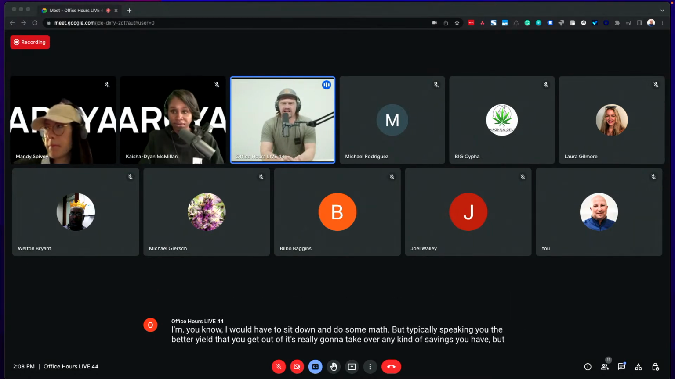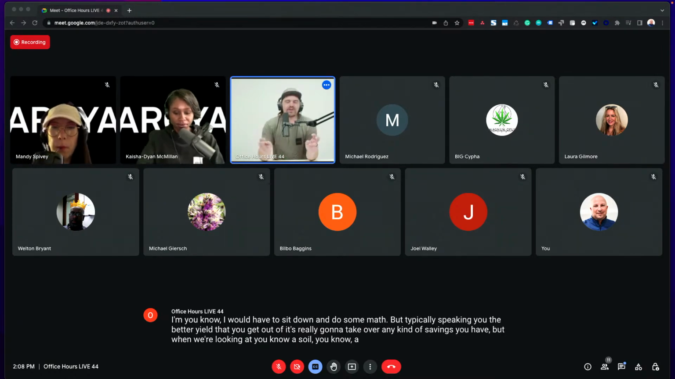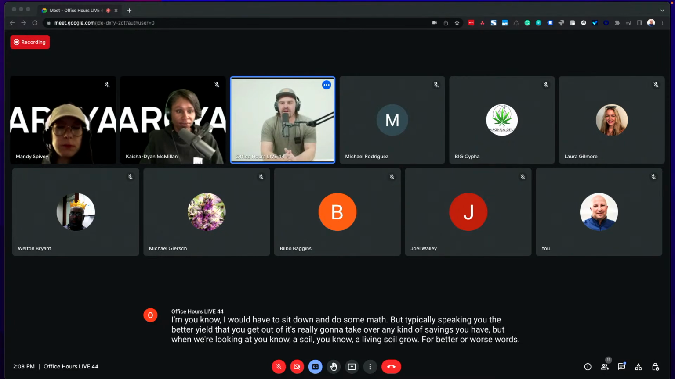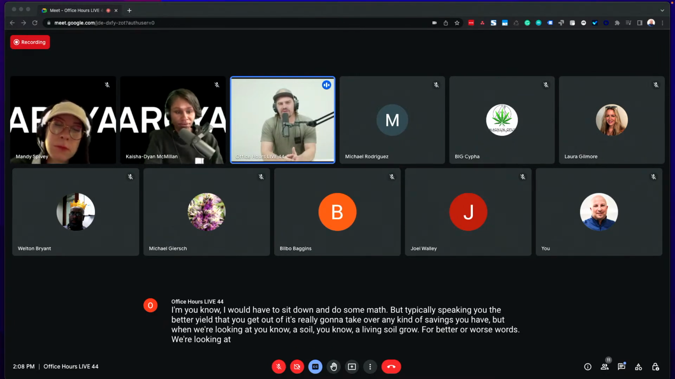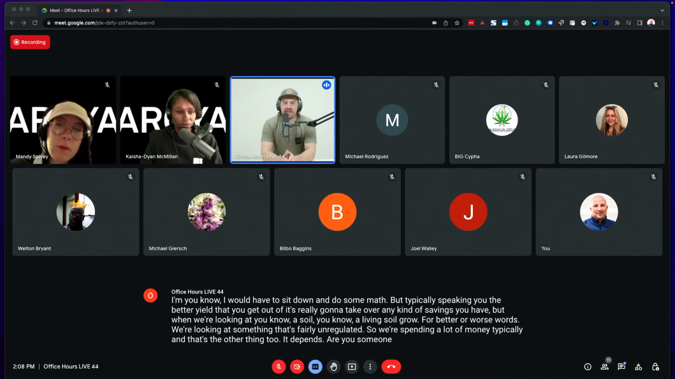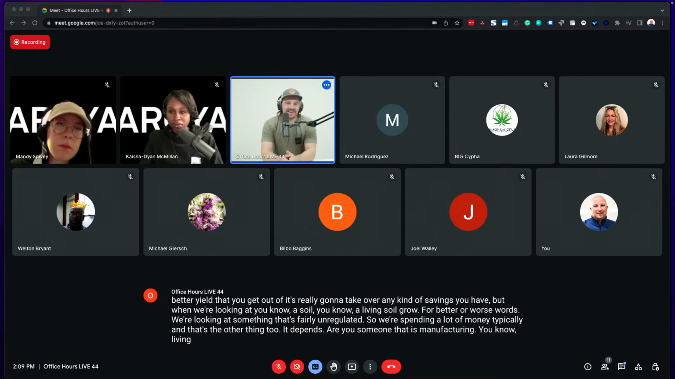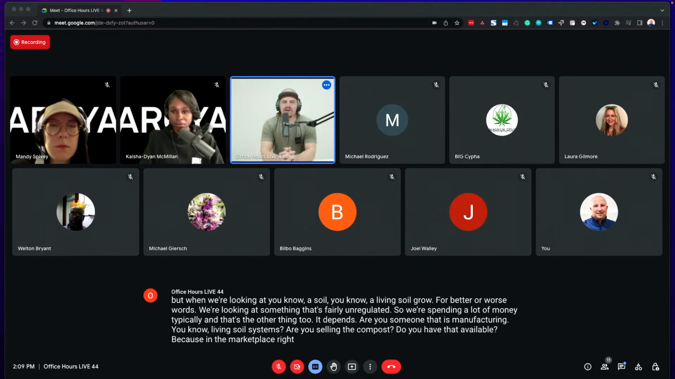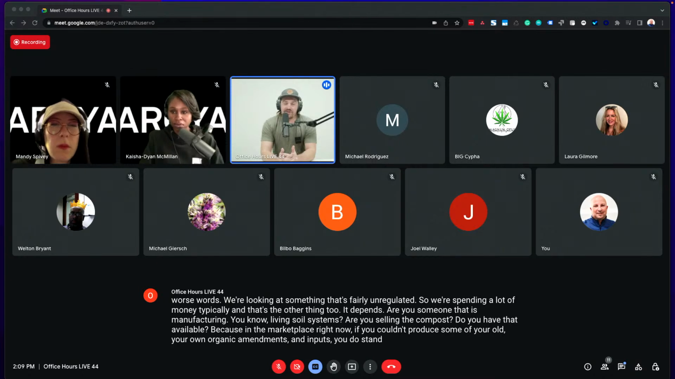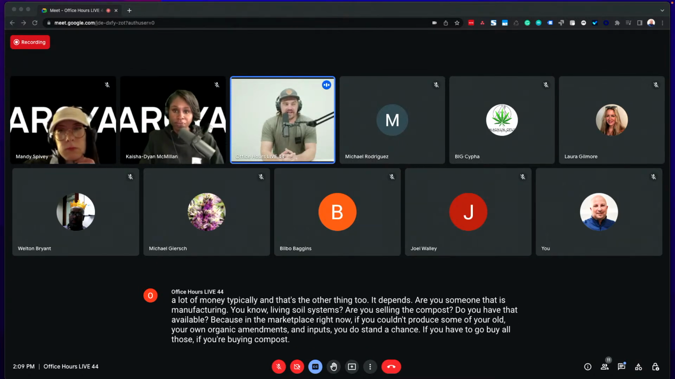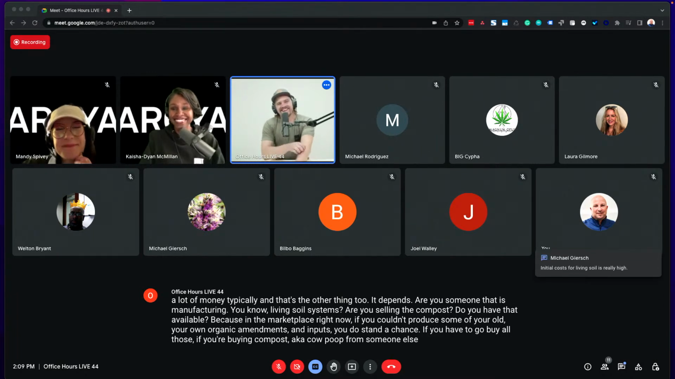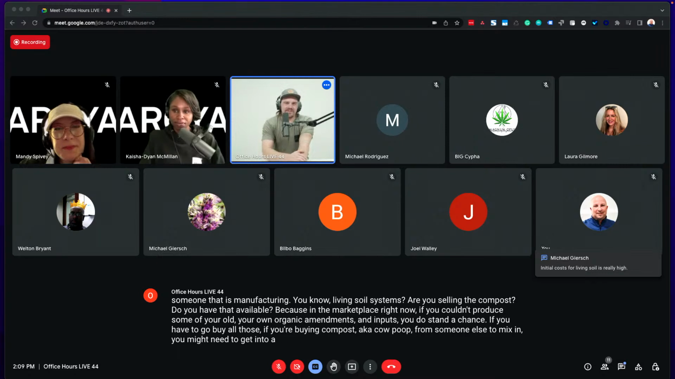But when we're looking at a living soil grow, for better or worse words, we're looking at something that's fairly unregulated. So we're spending a lot of money typically. And that's the other thing too. It depends. Are you someone that is manufacturing living soil systems? Are you selling the compost? Do you have that available? Because in the marketplace right now, if you can produce some of your own organic amendments and inputs, you do stand a chance. If you're buying compost, aka cow poop, from someone else to mix in, you might need to get into a situation where you've got some cows and other inputs that you have access to for that.